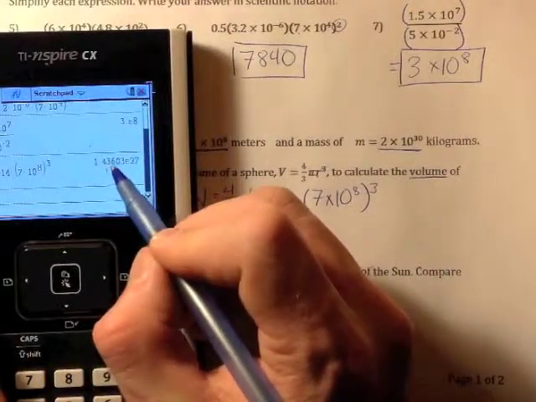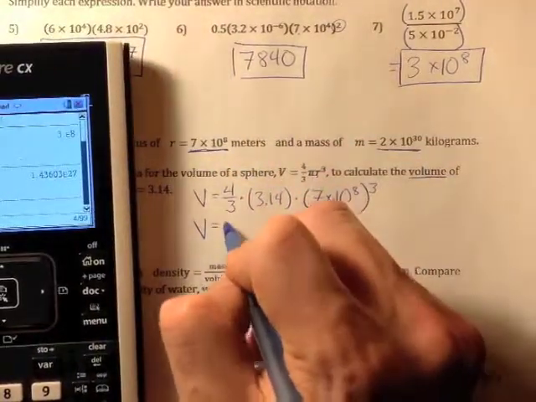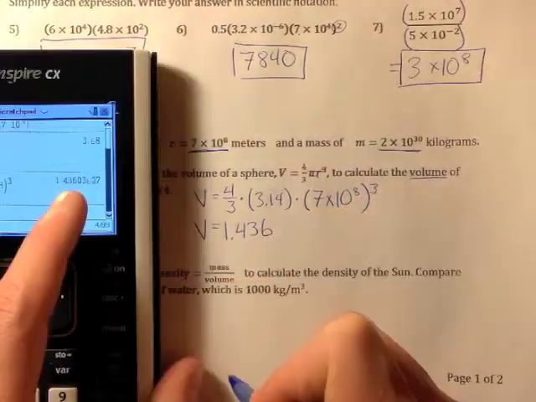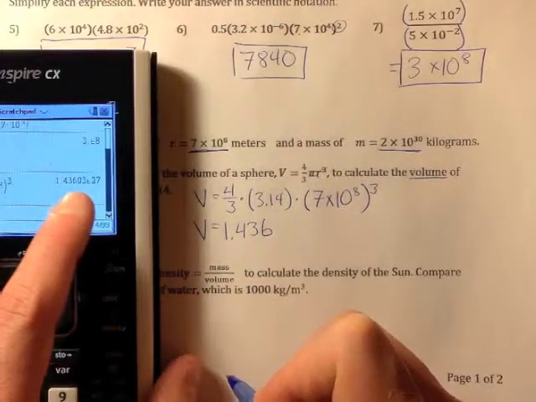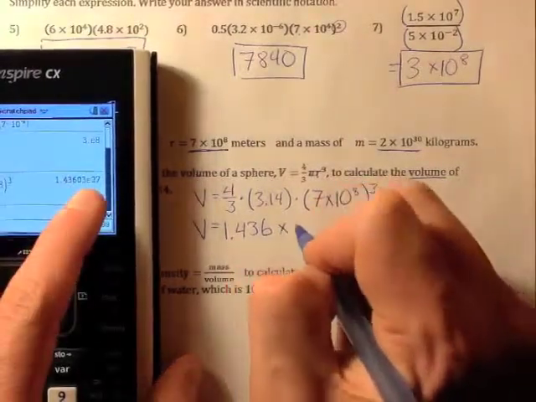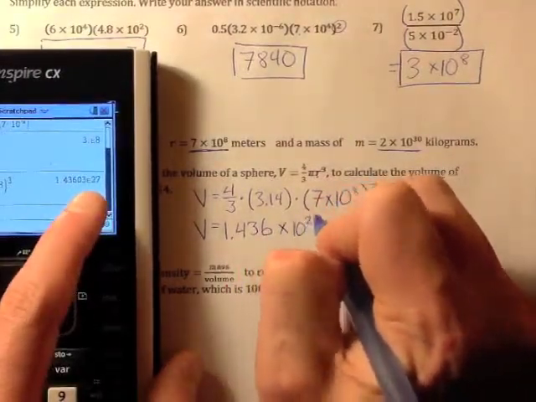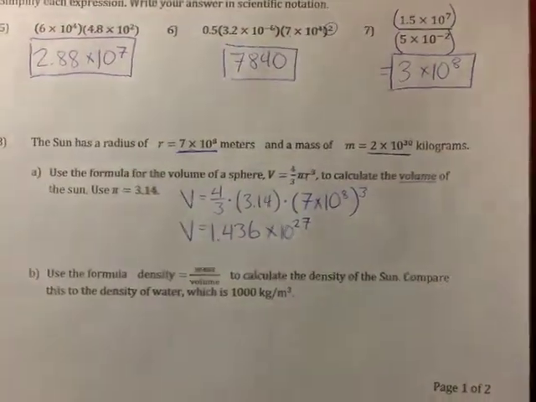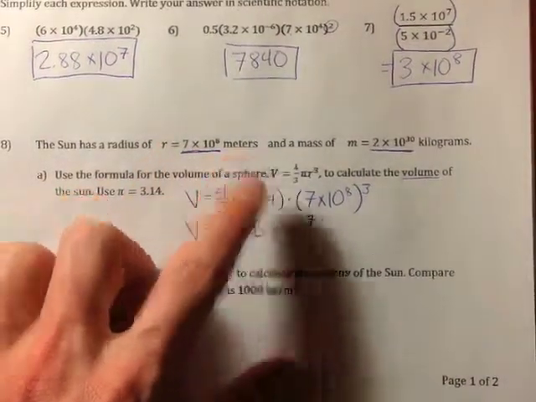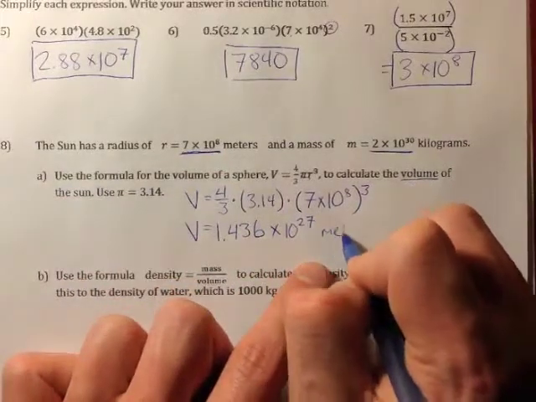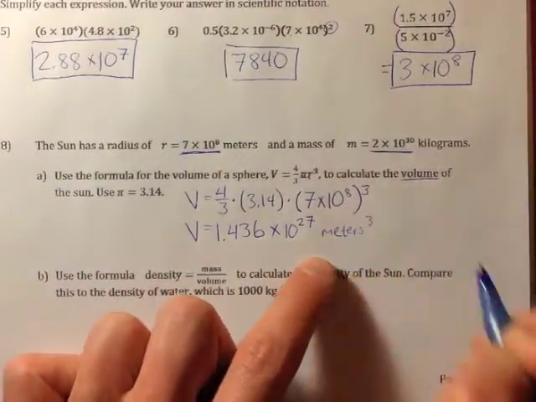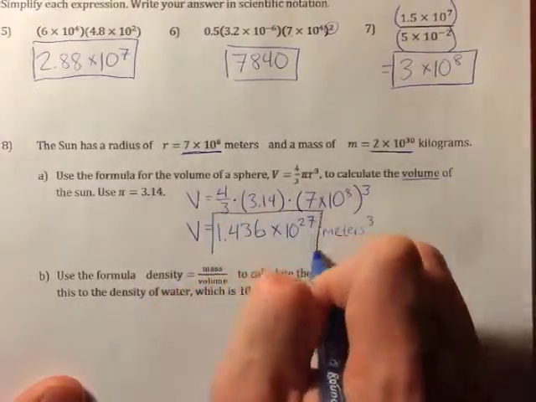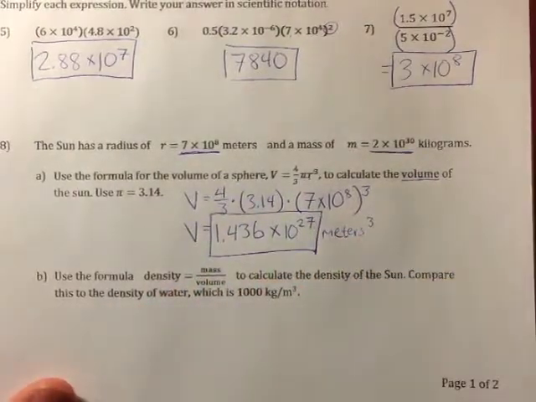1.436. We can actually write the whole thing out if we want to. Actually, I'm just going to round that. 1.436 times 10 to the 27th power. Now this is volume, and our radius was given in meters, so this is meters cubed. It is cubic meters. But really the only thing we need to box is that right there, that gigantic number.